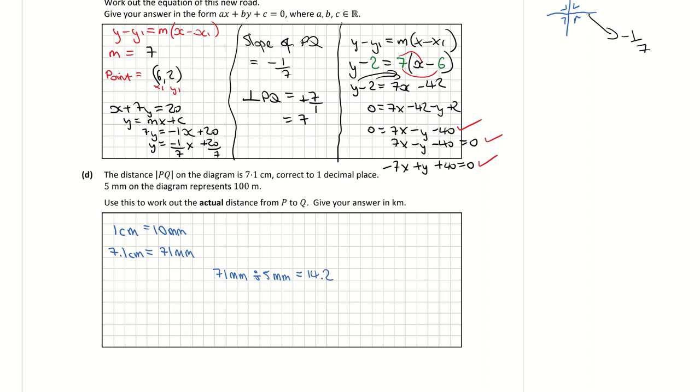So that 14.2 is telling us the amount of units on the map. Now, each of those 5 millimeters, or each of those units, is 100 meters in reality. So I now need to multiply my 14.2 by 100 meters to get the actual length of it. And that's given me 1,420 meters. Now, the question said give it in kilometers. So to turn meters into kilometers, we need to divide by 1,000. So that's given me a total distance of 1.42 kilometers in reality.